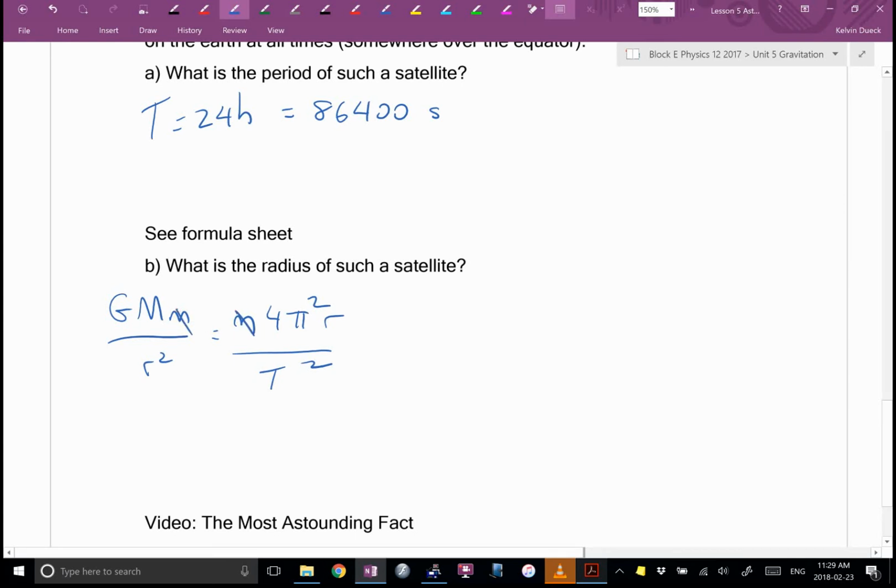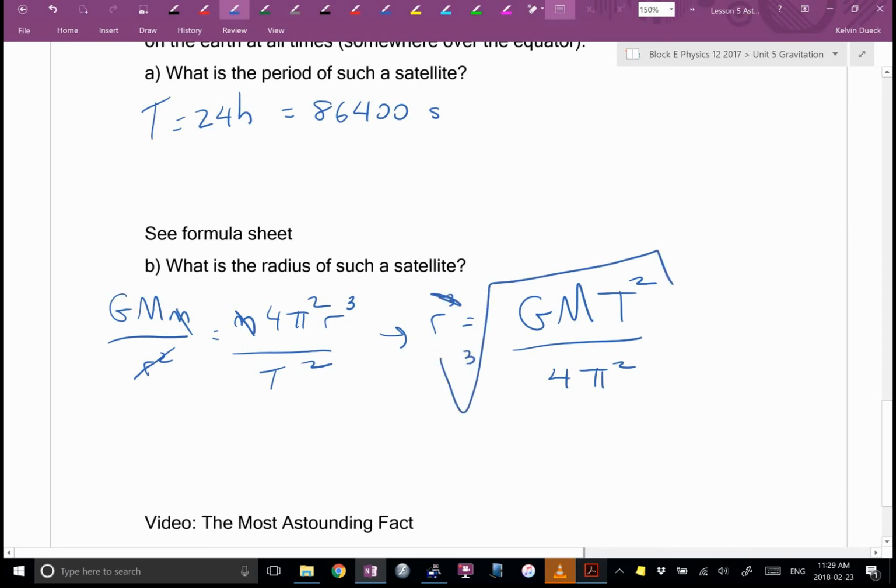No, in fact, Devin, what I told you I typically do is I cross out that R squared and make it a cubed over there, because that's an easier equation to deal with. And now stuff moves diagonally. I multiply or I divide. I get R cubed equals big G, big M, T squared over 4 pi squared. How to get rid of a cubed? Cube root.